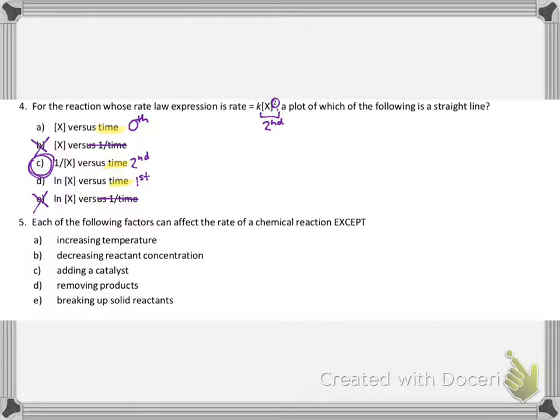Okay. The next one, number 5, we want to know what can affect the rate of a chemical reaction. Well, there are lots of things that can affect the rate of a chemical reaction, but remember, nothing to do with products. Products are not part of your rate law. So catalyst, temperature, reactant concentration, breaking up solid reactants, all of those things will definitely affect the rate. But screwing with the amount of products that exist, that'll affect equilibrium, but not the rate of the reaction.